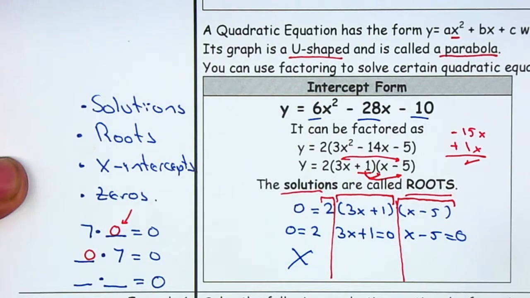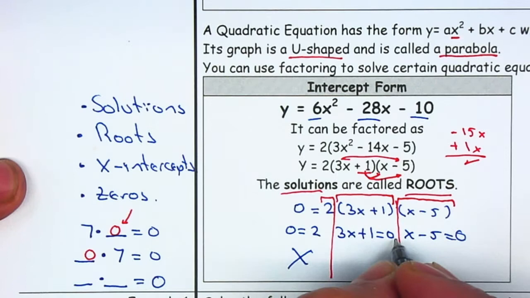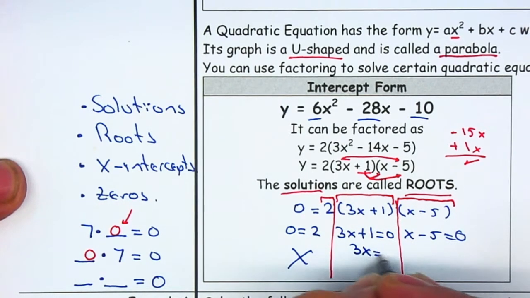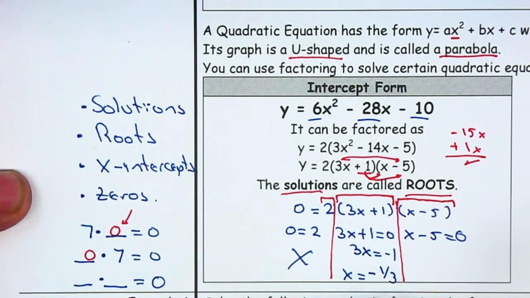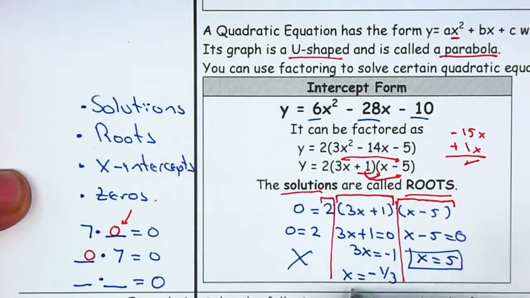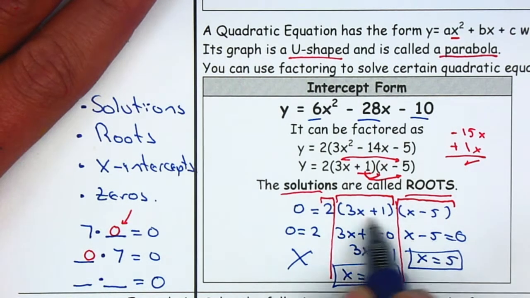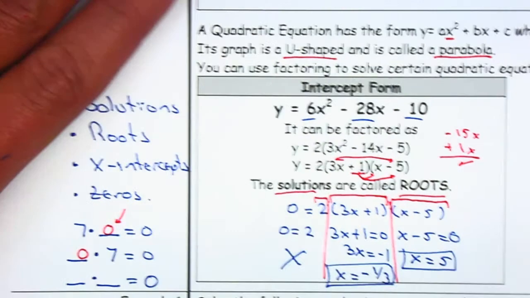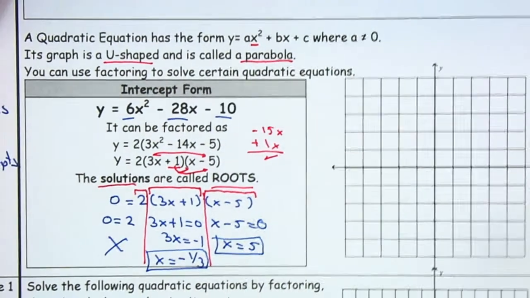Now we know that the first one is not possible. 0 is not equal to 2. Now we're going to solve for x, so I'm going to move that 1 to the right, it becomes a negative, so 3x is equal to negative 1. I'm going to divide by 3, so x is equal to negative 1 over 3. I'm going to move the 5 to the right, it becomes a positive. And we have two solutions. x is equal to negative 1/3, or x is equal to 5. Either one will make this statement true. Now, those are called the roots, the x-intercepts, the solutions.